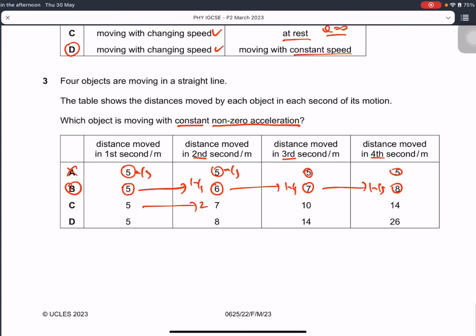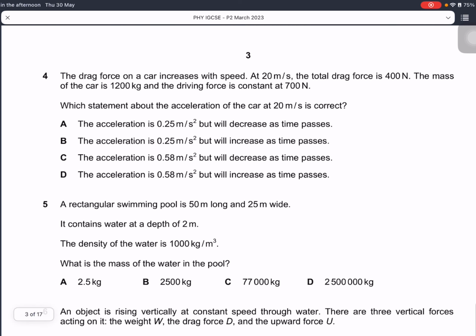C is going to be, for example, 2 here, 3 here, 4 here. It is also acceleration, but not constant acceleration. It's non-zero, but not constant acceleration. Even D, yeah? C and D are wrong here. So the correct answer for 3 is going to be B.